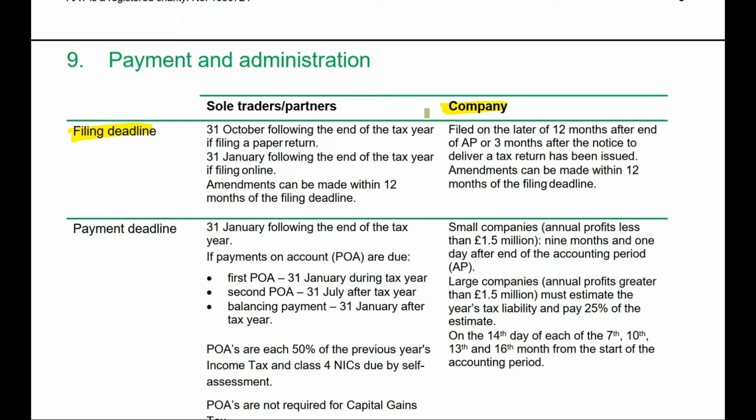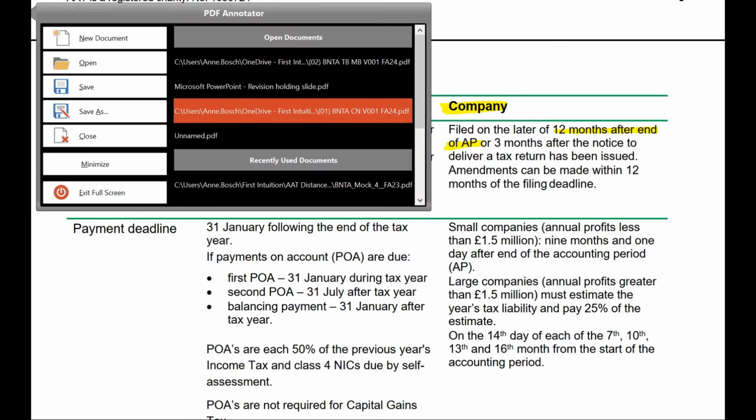And it says the filing deadline is that our return must be filed on the later of 12 months after the end of the accounting period, or 3 months after the notice to deliver the tax return has been issued. Notice to deliver is only generally relevant if it's the first year that our company has had to pay any tax, and they've informed HMRC, hey, look, we're a company, we've just set up, we're going to need to file a tax return, can you sort that out for us? No mention of anything like that going on here. Appears to be a continuing business. So we're looking at 12 months after the end of the accounting period.